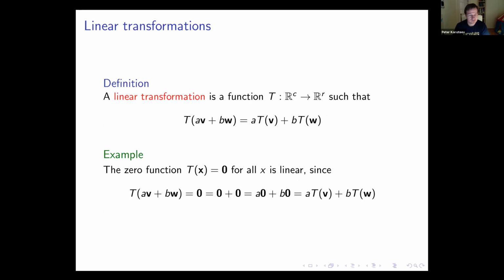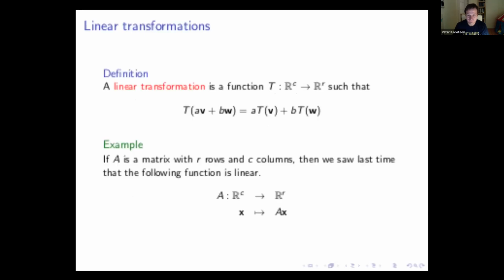Now, a bit of a trivial degenerate example. The zero function is linear. It's a function that sends everything to 0. If you multiply everything by 0, this will be equal to 0, so it's a linear function. Of course, every matrix of this form is a linear transformation.